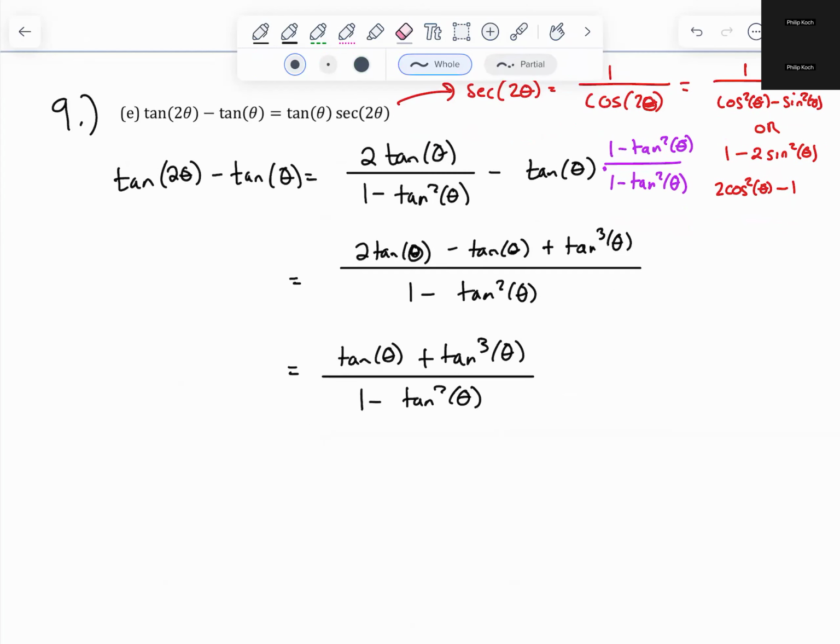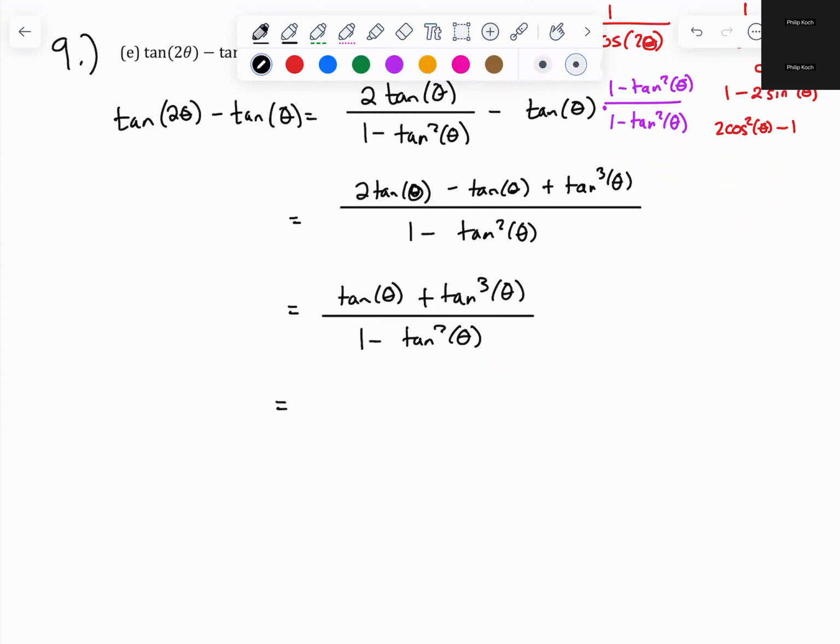Keeping in mind what we want to get to, one thing I do notice is that the right-hand side has a tangent theta. So hypothetically, I could factor out a tangent theta from this numerator. I could do that. Let's see if it works. Tangent of theta times 1 plus tangent squared theta, all divided by 1 minus tangent squared theta.